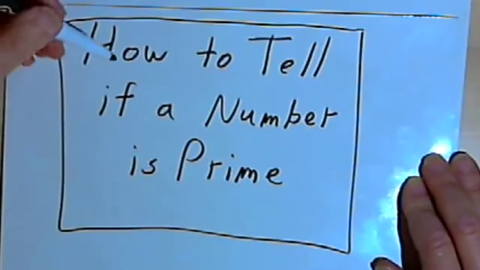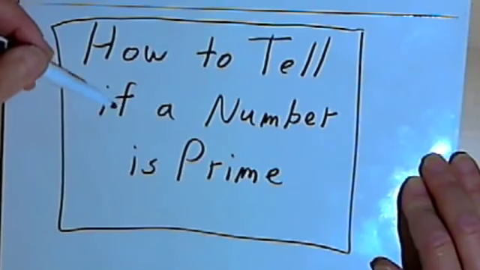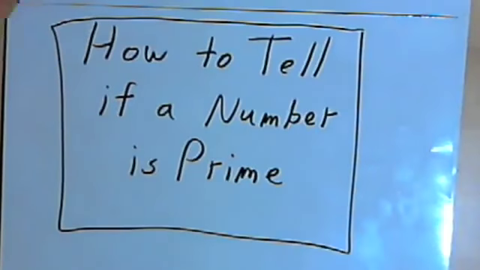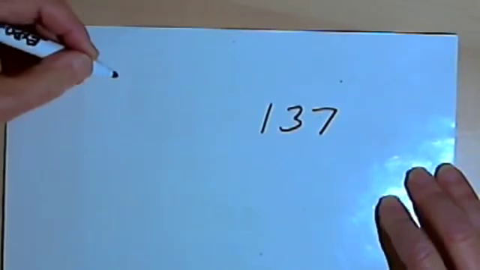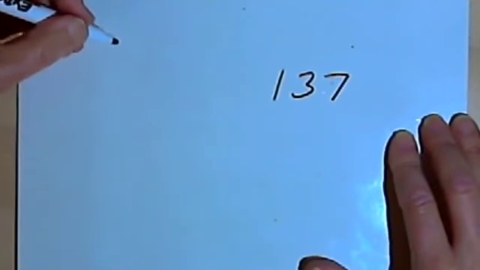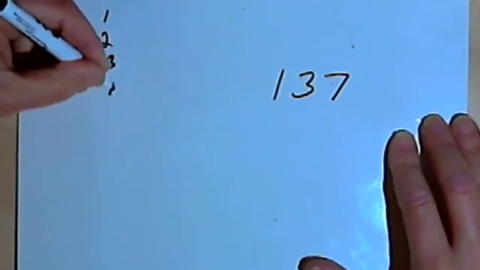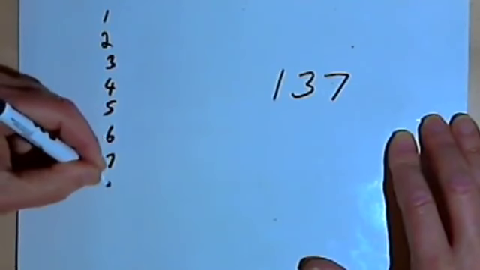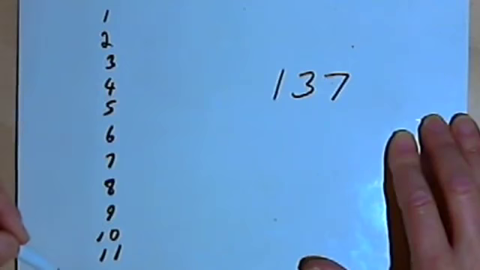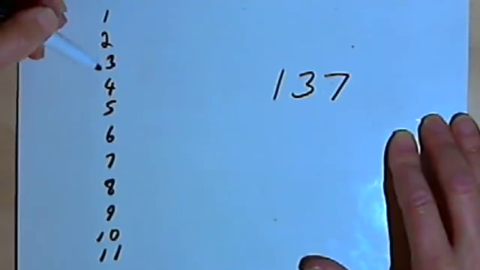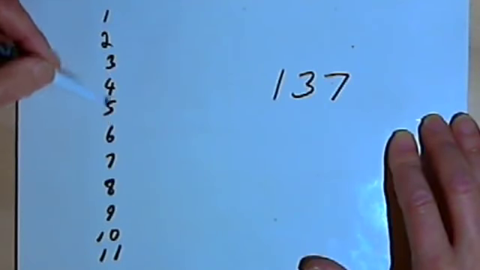And in this video, I want to talk about how you can tell if a number is a prime number or a composite number. So let's say I've got the number 137, and I've got to determine whether it's prime or composite. So I could make a list of numbers, 1, 2, 3, 4, 5, 6, let's see. I'll go up to 11, maybe I have to go further than that. And I could try dividing each of these numbers into 137 to see if it's a factor.